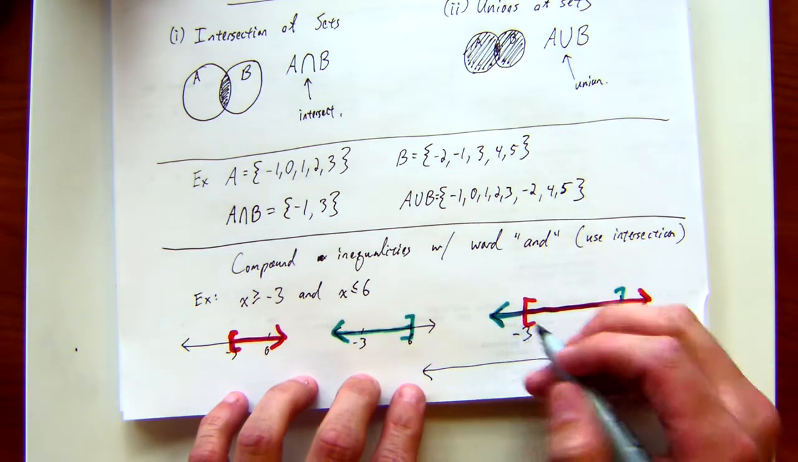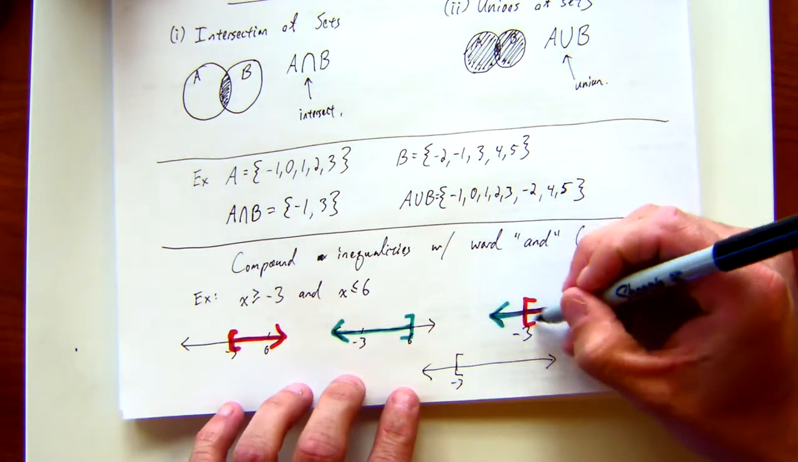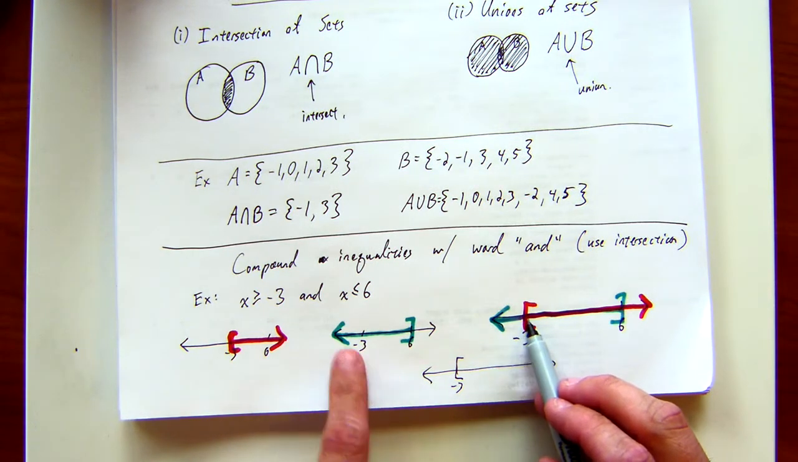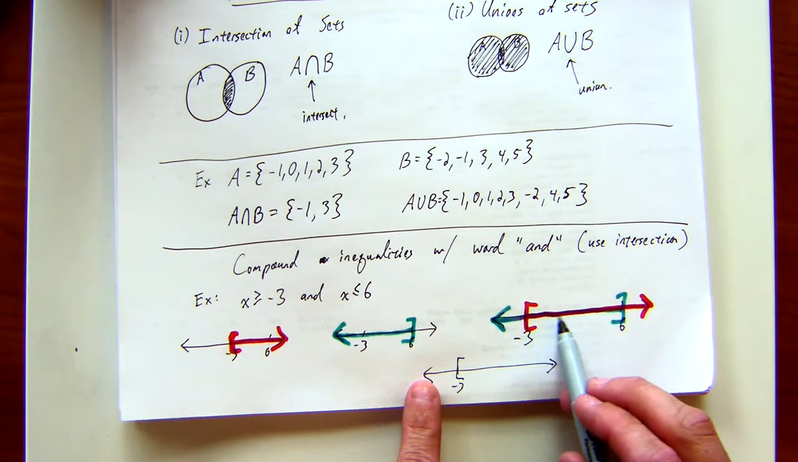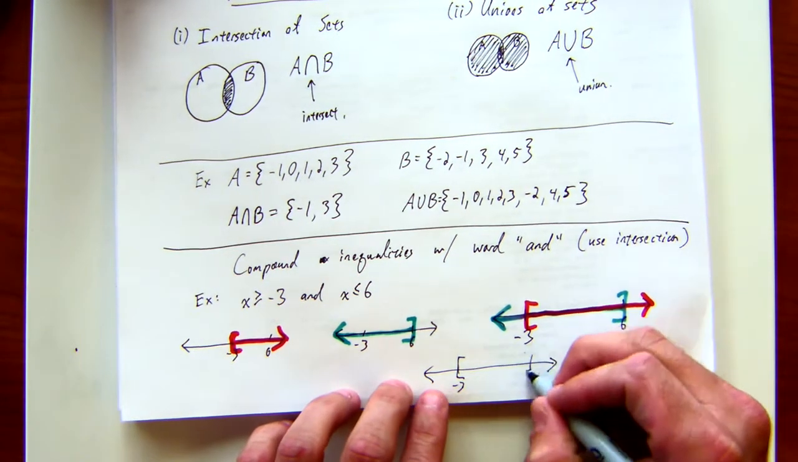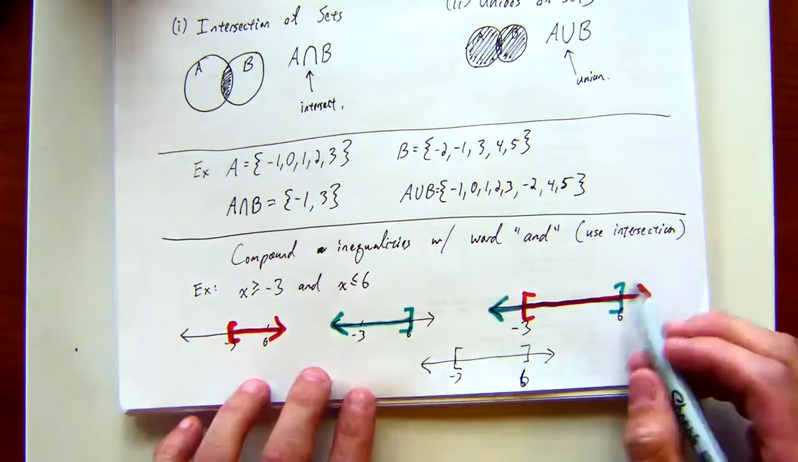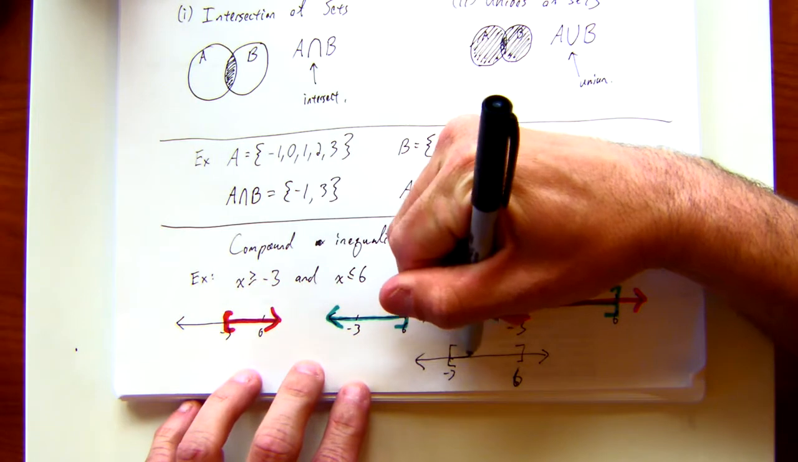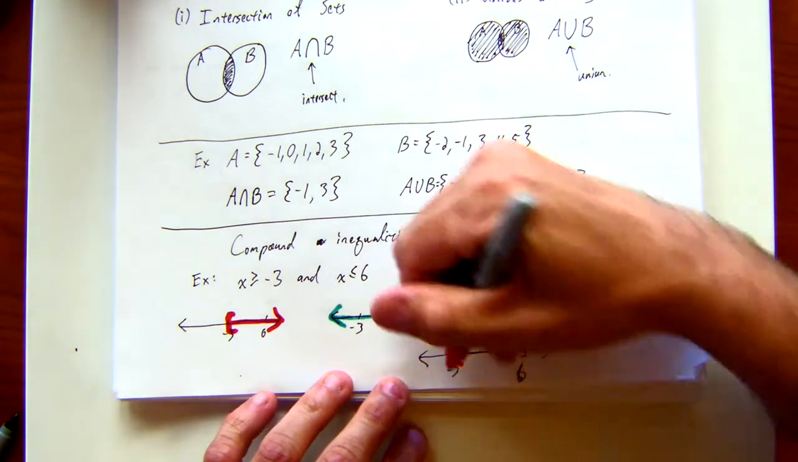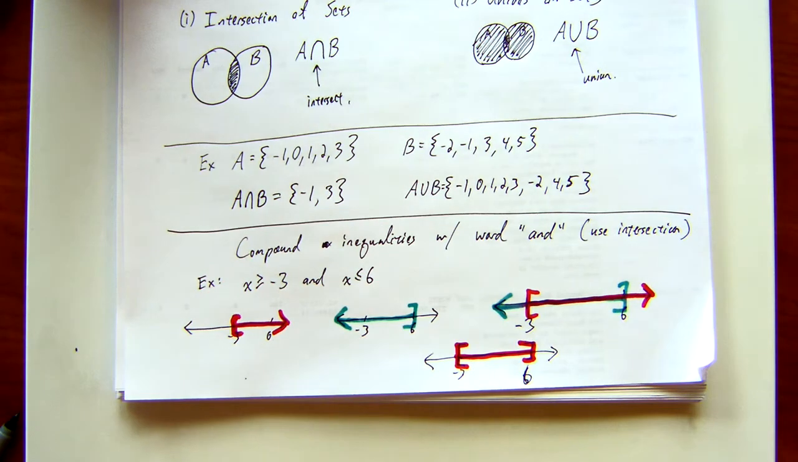So it includes the negative 3, okay, because the bracket means it includes that number. This number, negative 3, is in red and it's also in green. All of this in the middle is both red and green. And then also the 6, that's an ugly 6, is also in red and green, and everything in the middle. Okay, so just to demonstrate, this is the actual solution to that compound inequality.